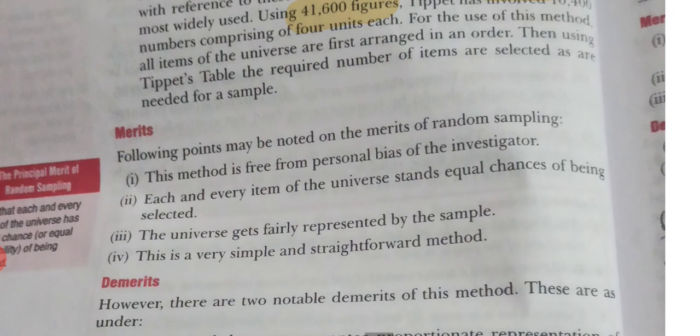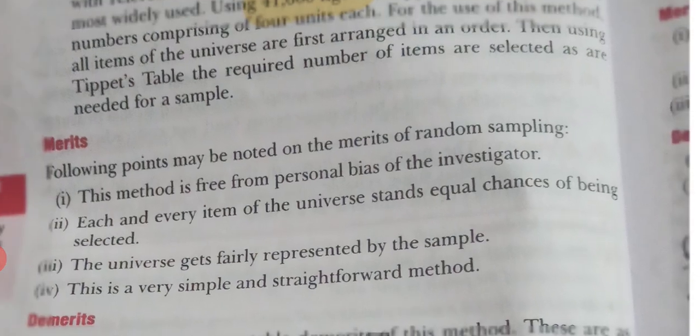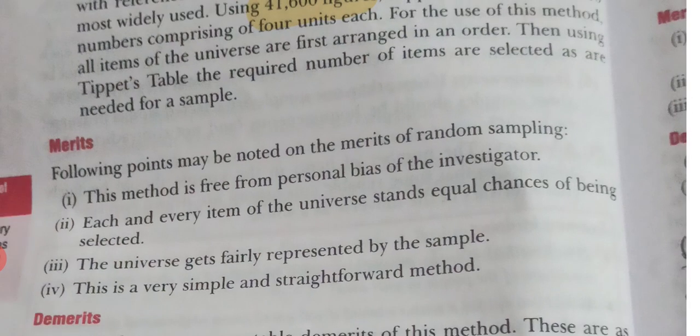Next are the merits of this method, random sampling. First is freedom from personal bias, because the investigator is not selecting the items according to his wish. So there is not any chance of bias or partiality. Second point, each and every item of the universe has a fair chance to be selected in the sample, because we are using the lottery method and the Tippett table method. So every item has a fair chance to be selected in the sample.